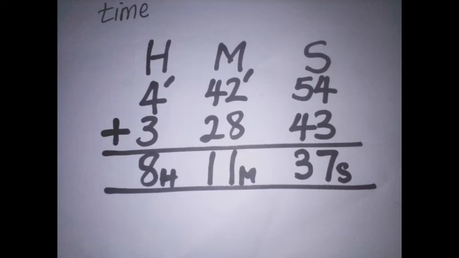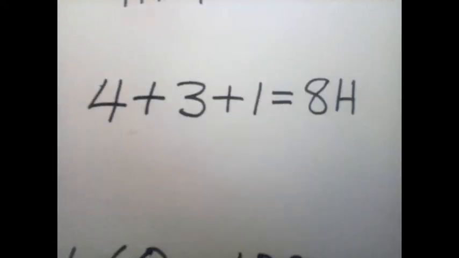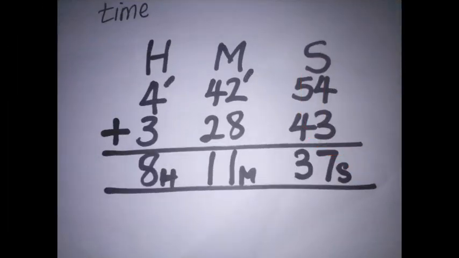So finally, we add up the ones under the hours. So we are going to be adding 4, 3, and 1. Now, again, we have 4 plus 3 plus 1. That gives us 8 hours. So the final answer is 8 hours, 11 minutes, and 37 seconds.